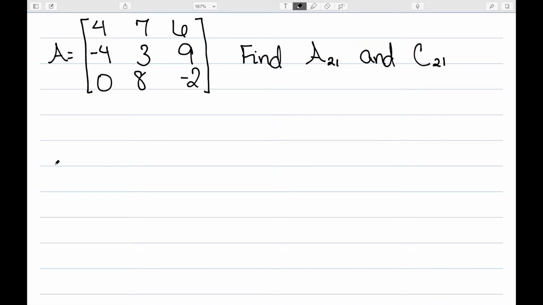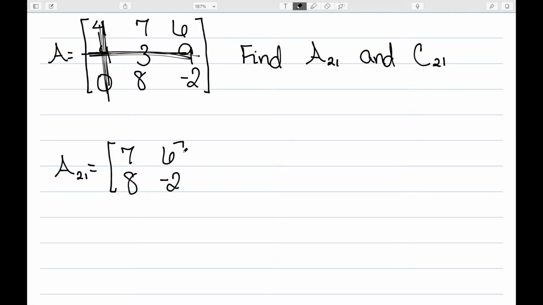Using the same matrix, I want to find A21 and C21, so the minor and cofactor corresponding to the second row, first column. This time I'm going to get rid of the second row completely and the first column. What I have left is 7, 6, 8, and minus 2. So that's our minor.